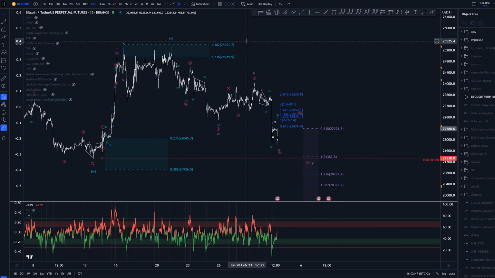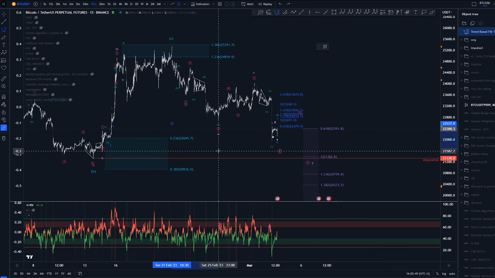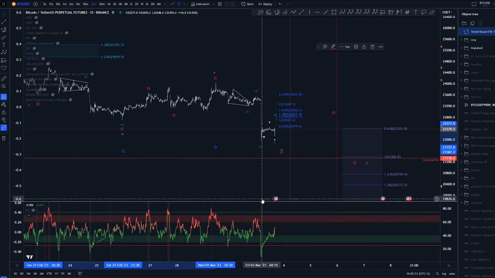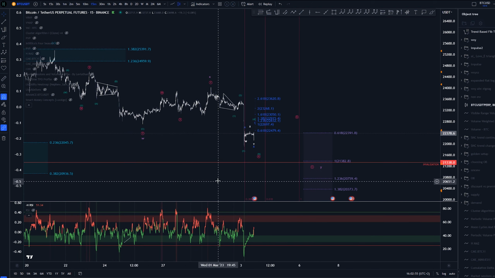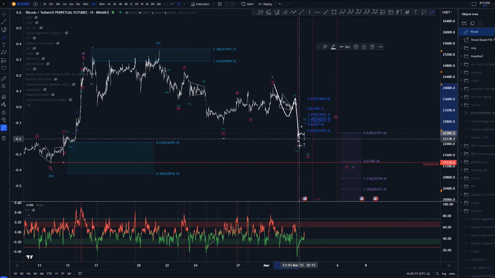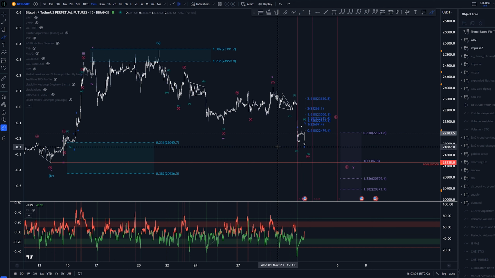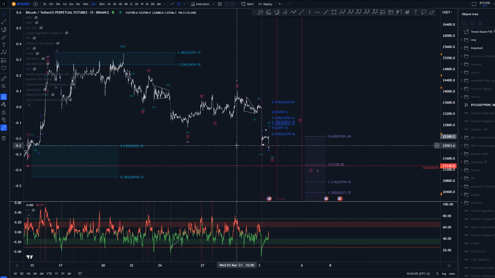Now, time wise, let's see, 1-to-1, we have hit the 38.2 here, which fits the idea of this being an ABC as well. So again, we have hit the minimum target in time and in price. So again, we have to be cautious of this.